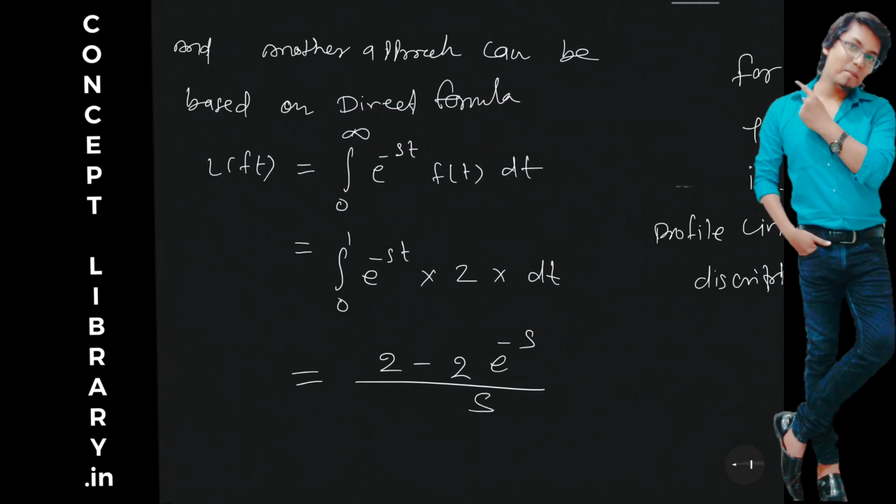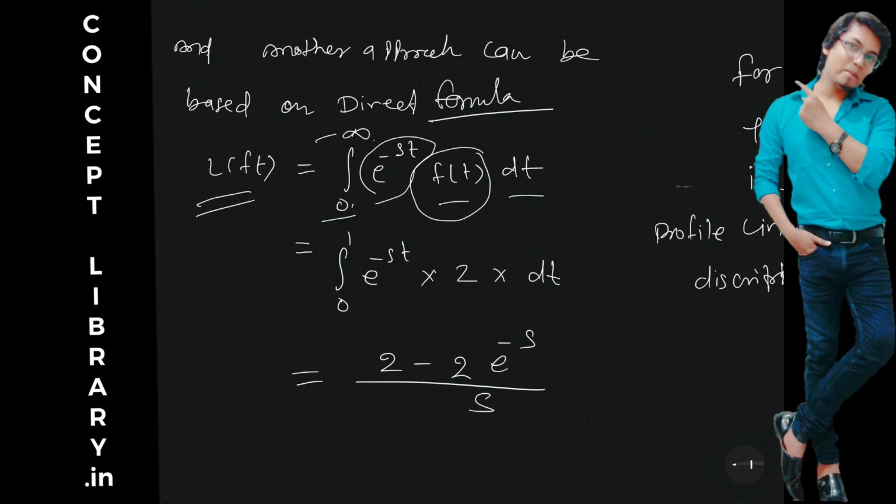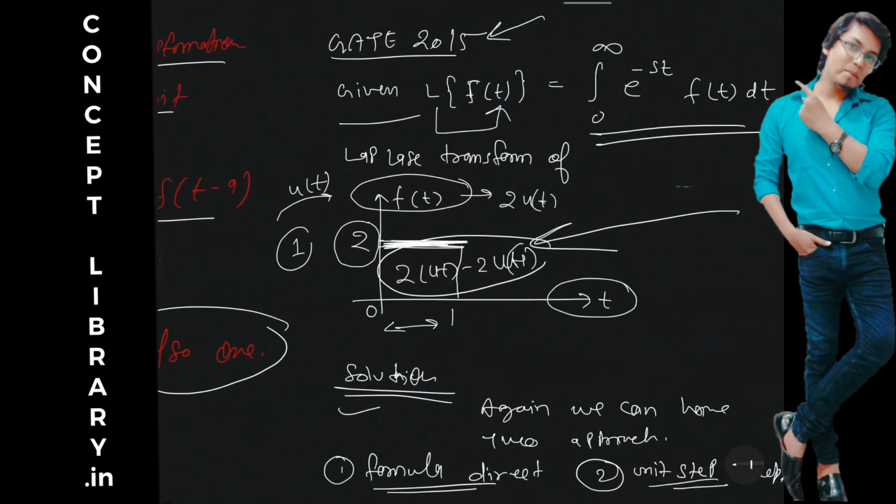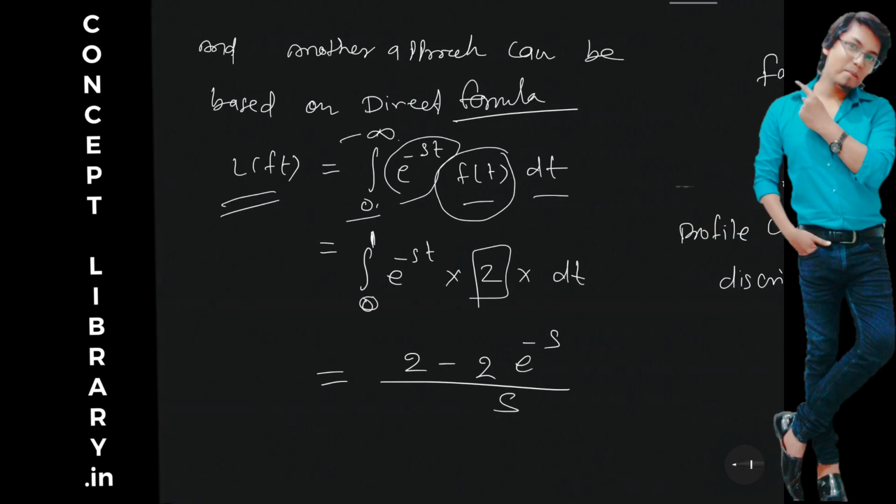Another way is by using the direct formula. The Laplace transformation is 0 to infinity e power minus st f(t) dt. But our f(t) is not defined from 0 to infinity. It is only defined between 0 to 1 and the value is 2. You can see the graph again. In the question, they have defined it only from 0 to 1. So that's why we are keeping the limits 0 to 1. And in that limit, what is the value of f(t)? That value is 2.